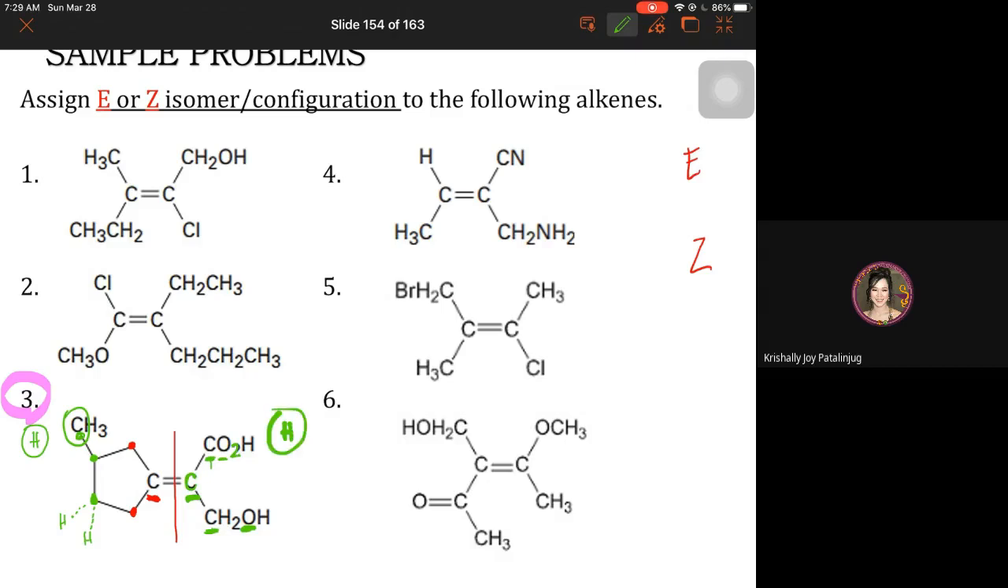Okay? So if both priority groups are on the same side, 'di ba? Same side, nasa taas. Same side. So this is regarded as Z isomer.